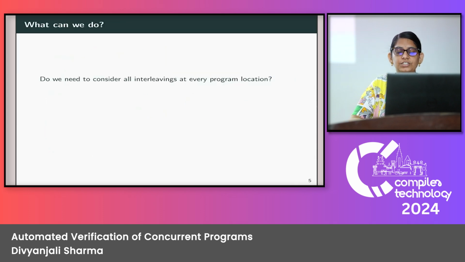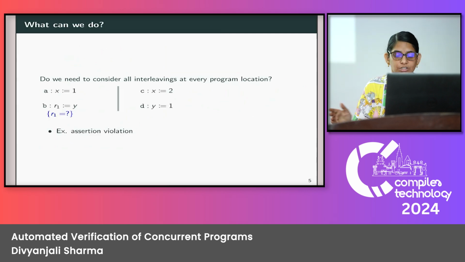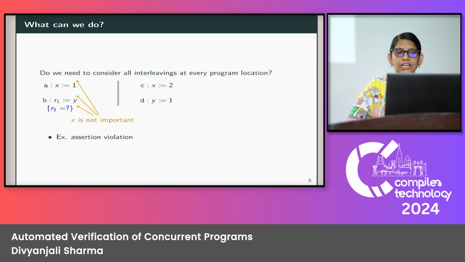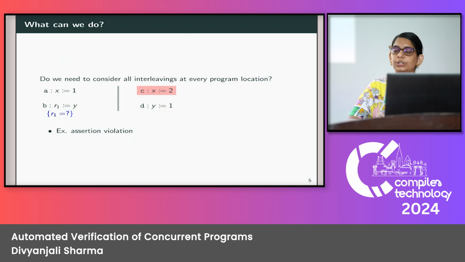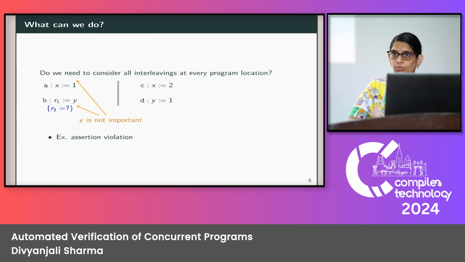Now we ask this question: do we need to look at all possible interleavings? Or in the case of rely-guarantee, do we need to look at all possible environment actions at all possible program points? To answer that question, we look at this program again. If all we are interested in is the value of variable r1, then we don't care what the values of x are at these points, which means we don't need to look at the interleaving of instruction C at any point in thread 1.